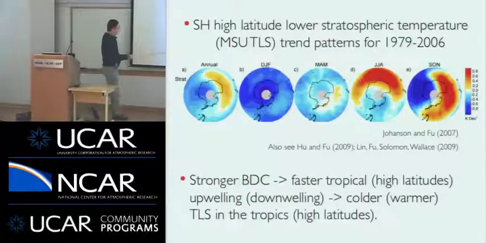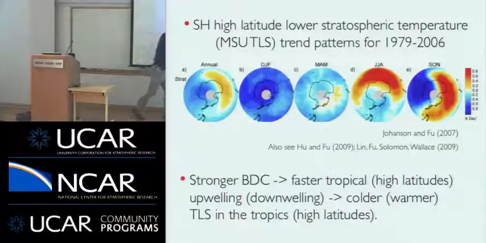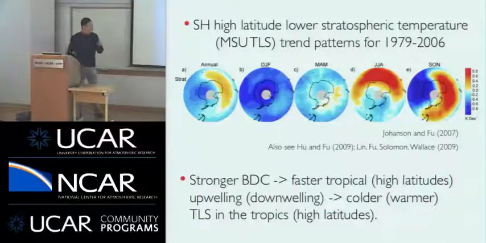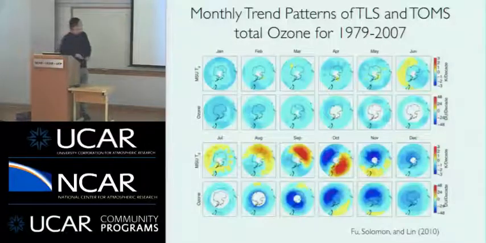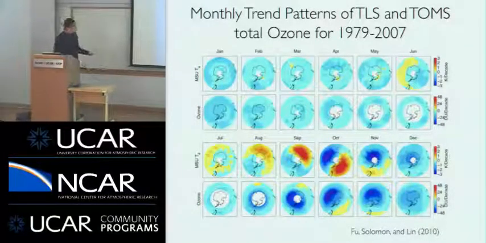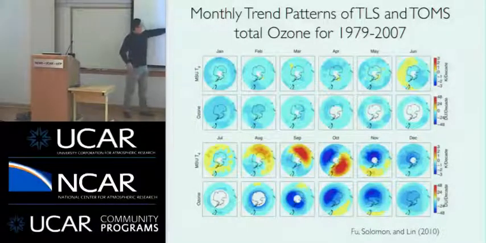The idea is that a stronger Brewer-Dobson circulation would introduce faster upwelling in the tropics and faster downwelling at high latitudes. This gives colder TLS in the tropics, but warmer in the high latitudes. So now the question is how to separate the dynamics from the radiative parts. But before we do that, I want to show you the monthly trend pattern of the T4, the lower stratospheric temperature, and the TOMS total ozone in the last 30 years. These two are for lower stratospheric temperature trend pattern, and these two are for ozone.